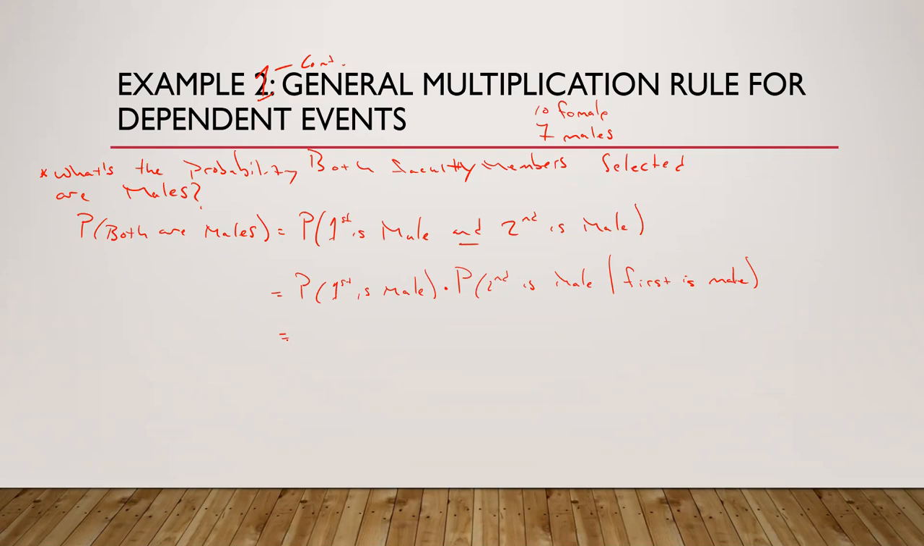What's the probability that the first person selected is a male? Yep. Thank you. So now you can see the pattern just going through. How many males are left to select from after the first male is selected? Yep. And then there's 16 total faculty. Perfect. So this is 42 divided by, I think it was 272.